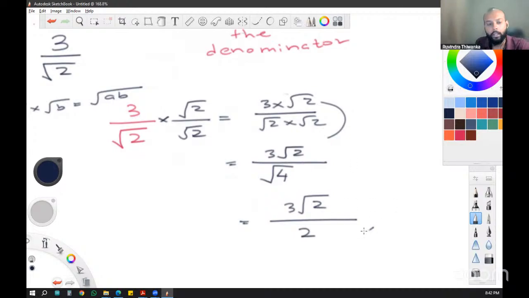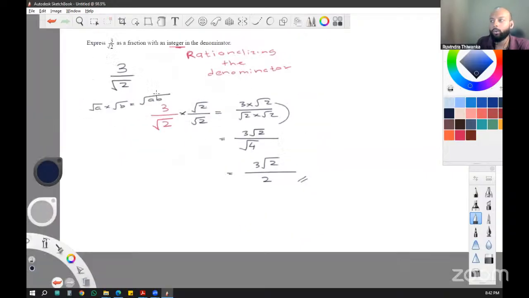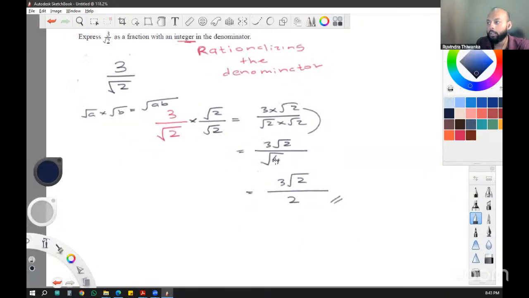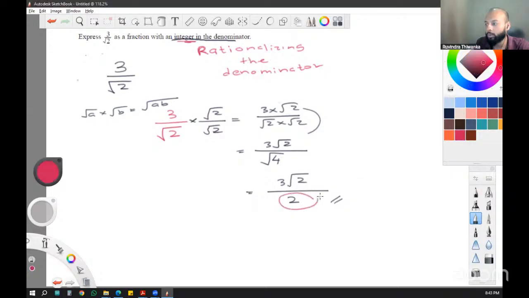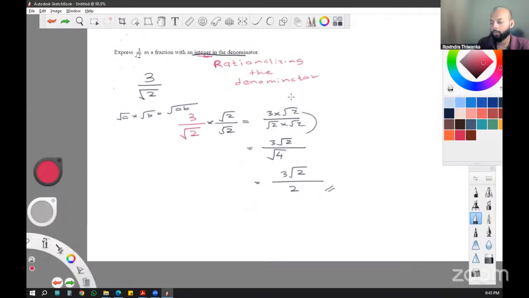Now this satisfies all the things, right? Express 3 root 2 as a fraction with an integer in the denominator. So you put root 2 in the denominator, right? So this is the answer. Not this term.